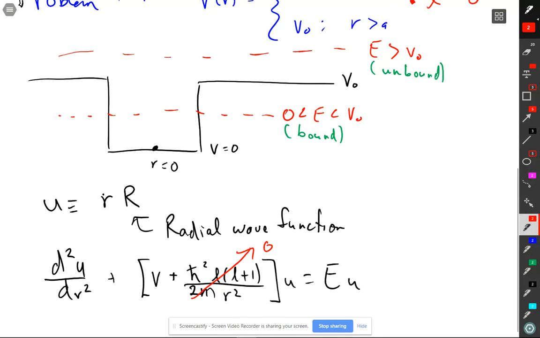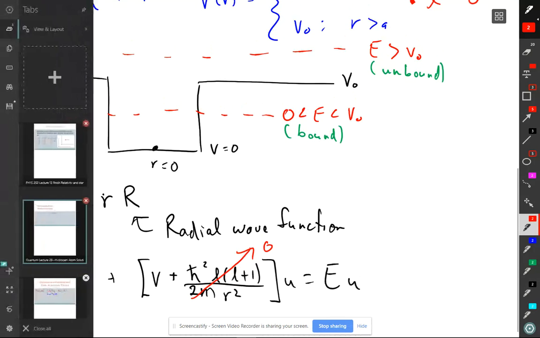Shouldn't there be a negative h bar squared over 2m in front of the d squared by d r squared? Yes, there should. See, I started by copying equation 4.41, and then I came back and realized that wasn't the right one. Yes, there should.